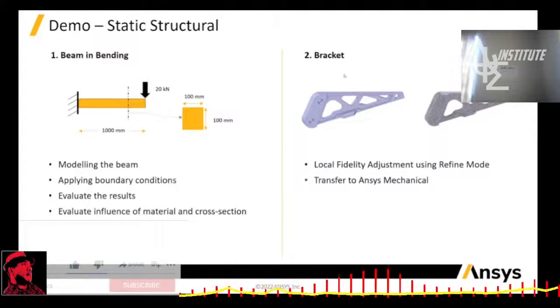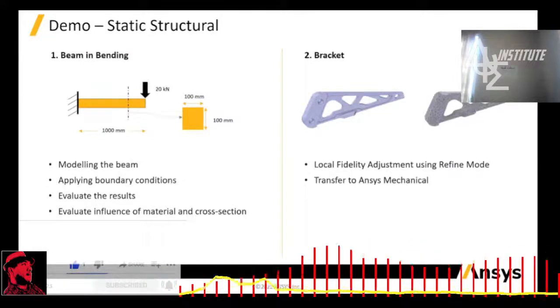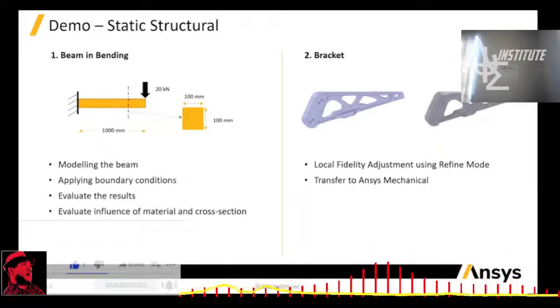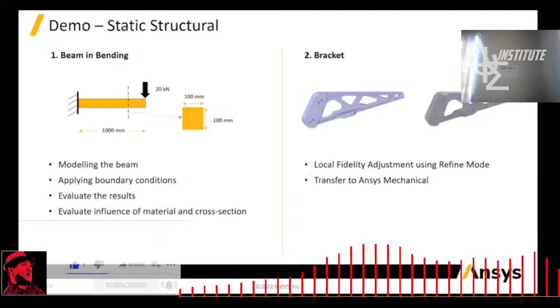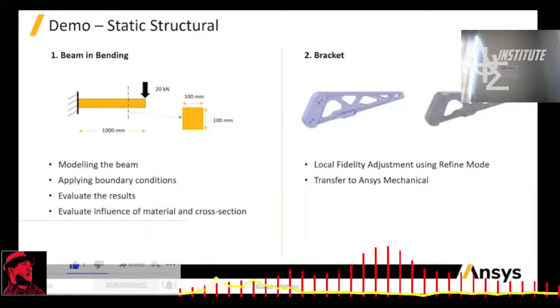The second demonstration will be about a simple bracket under loading. Using the refine mode, we will carry out a local fidelity adjustment, and then I will show you how to transfer this to ANSYS Mechanical. So let us now move on to the software.